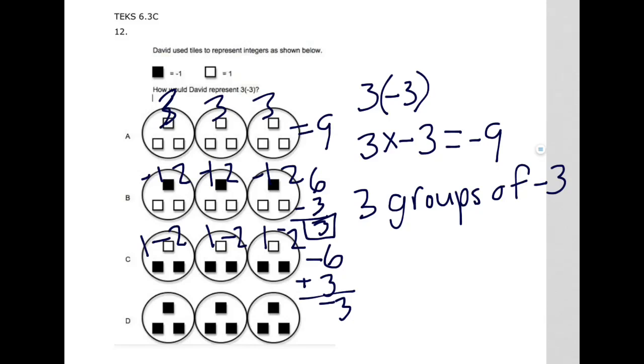So then here I've got -3, -3, and -3. When I add those up, I get -9, which is what I'm looking for when I multiply 3 times -3. So my answer is D. That's how David would represent 3 groups of -3. It would be by putting 3 negative integers into 3 groups.